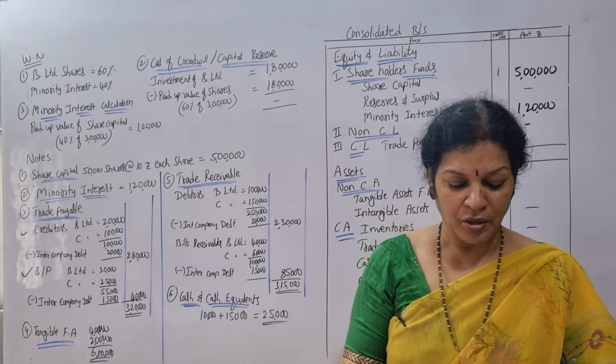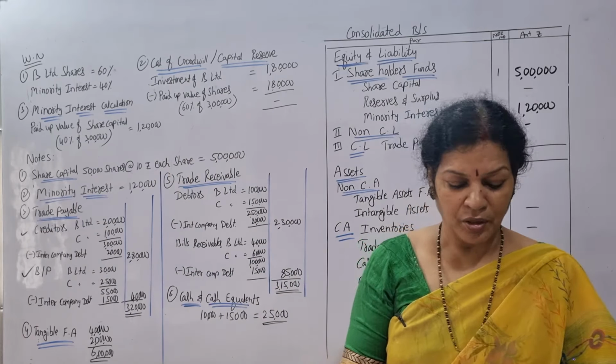Right now we are talking about bills payable. 15,000 deducted. What are we writing? Intercompany debt. From one company to another company, it is a debt. So for both the sides, we are writing the same thing, intercompany debt, or you can write intercompany transaction. Both we are deducting. Okay, 55,000 minus 15,000 comes to 40,000.